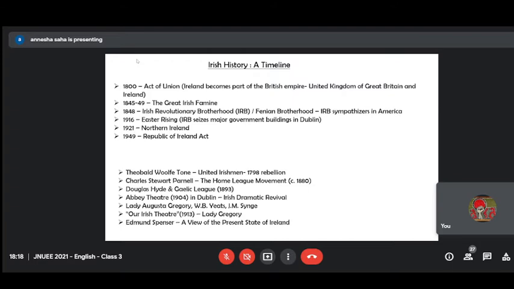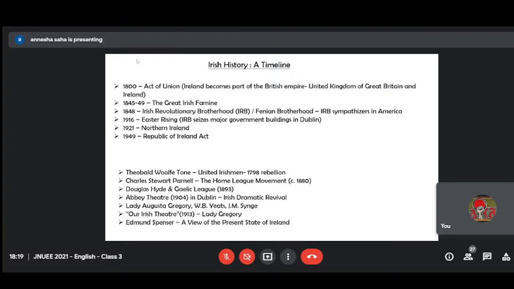A major group that mobilized that movement was, of course, the United Irishmen. And one of the chief and very important leaders of that group was someone called Theobald Wolfe Tone. And then again, we have to look at someone called Charles Stewart Parnell. Now, Parnell is again one of those luminous, really glorious figures in the history of the Irish national movement. He was associated with what came to be known as the Home Rule League movement, and this was sometime around the 1880s.